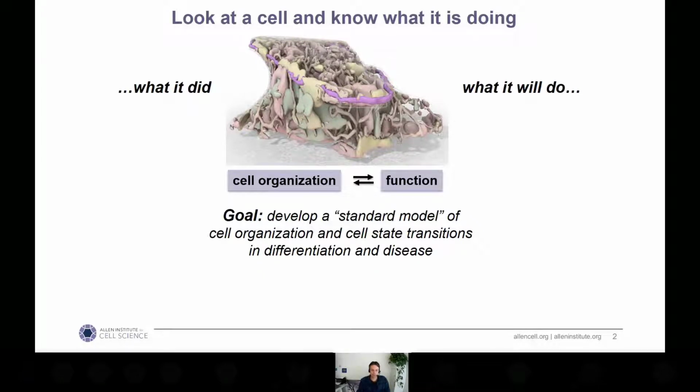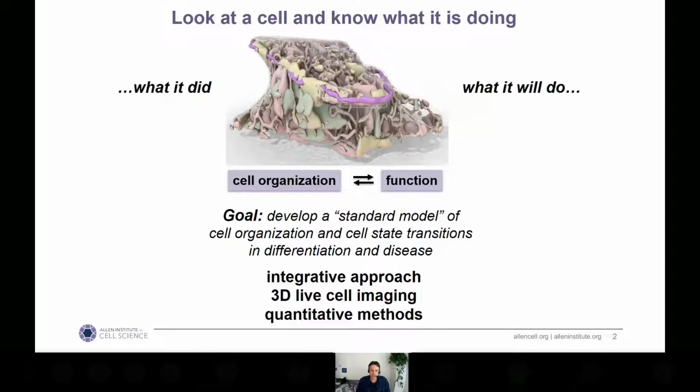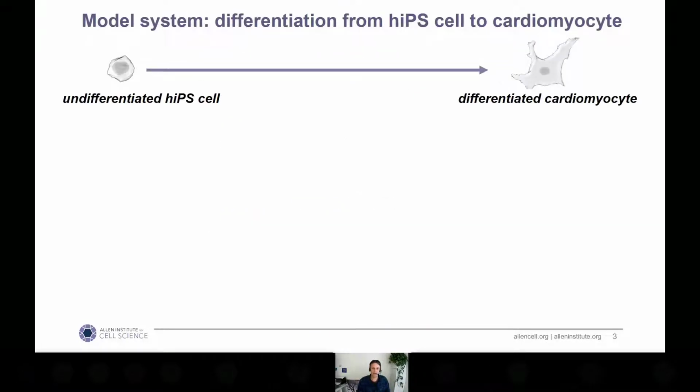So we take an integrative approach, considering all the main parts of the cell at the level of organelles, which really requires 3D live cell imaging followed by quantitative methodology. Our model system is the human inducible pluripotent stem cell in its undifferentiated form. We want to visualize the morphologies, the positions, and dynamics of all the key structures in the cell. And we want to do this in as unperturbed cells as possible.